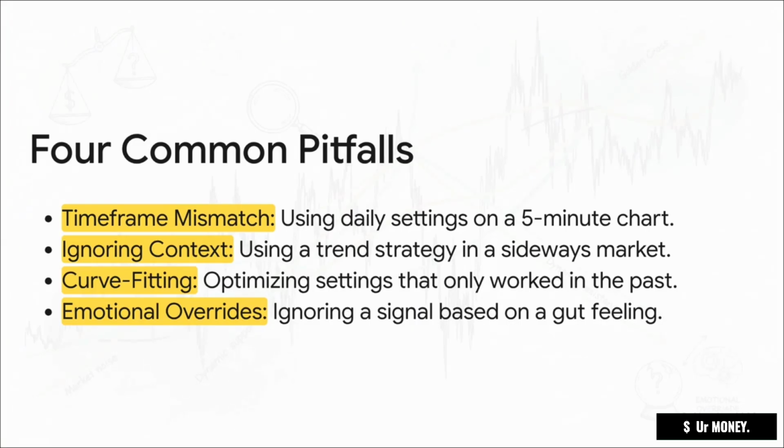You've got time frame mismatch. That's like using a 200-period average on a 5-minute chart and thinking it shows you the long-term trend. It doesn't. Then there's ignoring context. That's trying to use a trend-following strategy when the market is just chopping back and forth with no direction. Curve fitting is a classic. You find some perfect magic setting that worked amazingly on old data, but it fails the second you use it in the live market. And of course, the emotional override. The system gives you a clear signal, but you ignore it because of fear or greed.